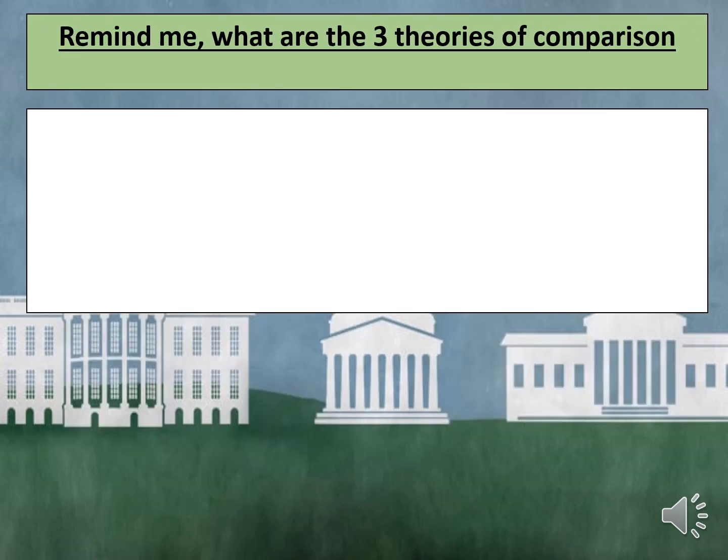Before we get into comparative elections, remind me, what are the three theories of comparison? Firstly, there is structural theory, which focuses on the institutions in a political system and the processes within them. Then there is rational theory, which focuses on individuals within a political system and the assumption that people will act rationally. And lastly, there is cultural theory, which focuses on the shared ideas and history within a political system or a group.